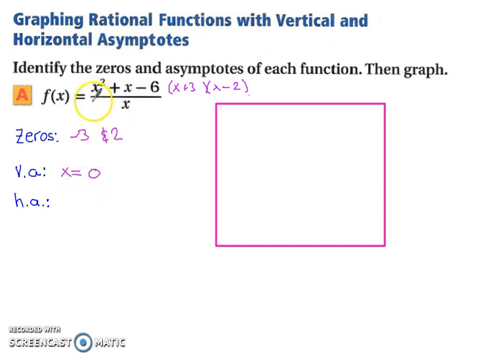Well, now if we look, the degree of p is greater than the degree of q. So therefore, there is no horizontal asymptote. So now we just graph.